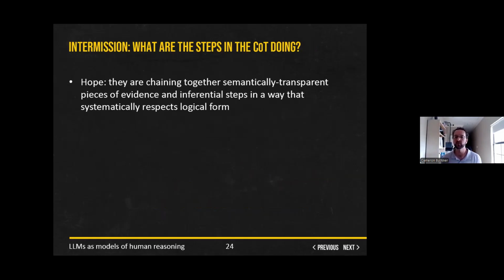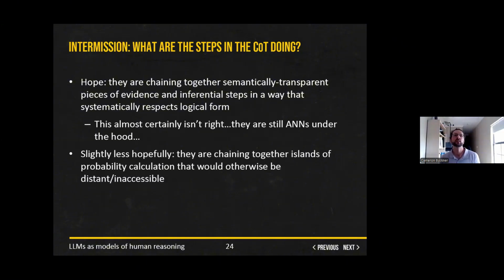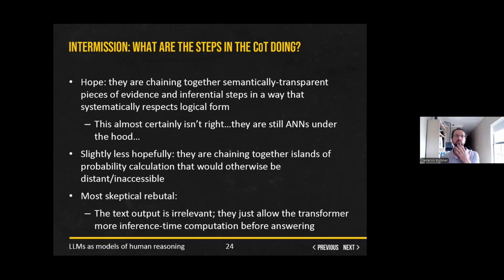There's a little bit of cool research here that we might explore in between these two positions: that the chains of thought don't mean anything, and that the chains of thought are giving us this classical symbolic understanding of what's going on. There's a slightly less hopeful take, which is that they're chaining together islands of probability calculation that would otherwise be distant and inaccessible to the model, and that this explains their success on reasoning tasks. I'll show you an example of that right here.